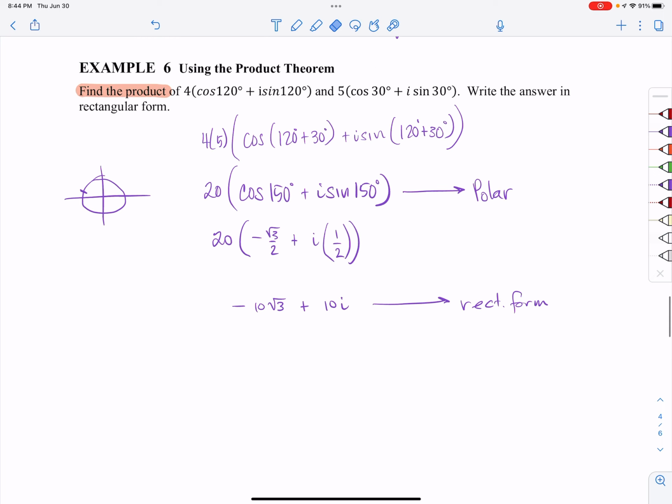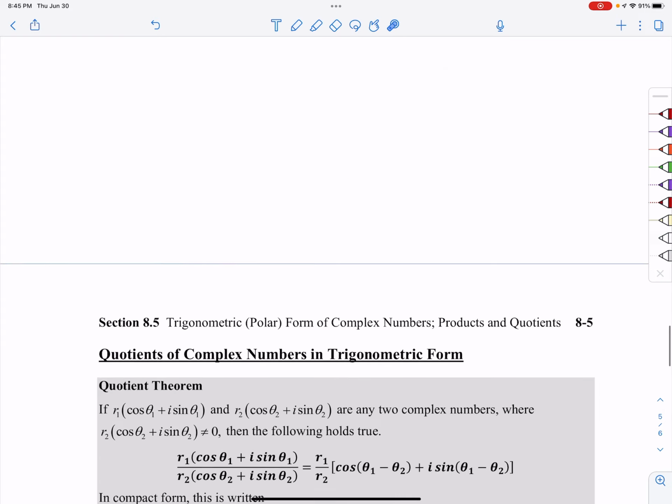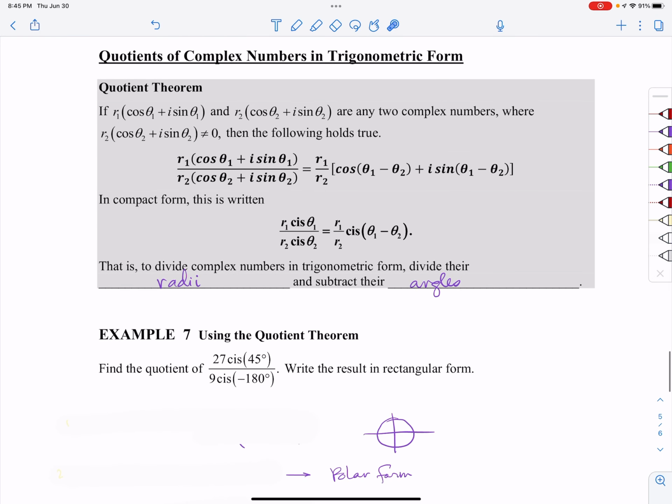Folks, when you're working in your homework, when you're working on your quizzes, when you're working on your test, make sure you just read the instructions. Sometimes it's going to ask you for polar form. Sometimes it's going to ask you for rectangular form. Just make sure that you read the instructions so that you know how to answer. And then we're also going to talk about quotients of complex numbers in trig form.